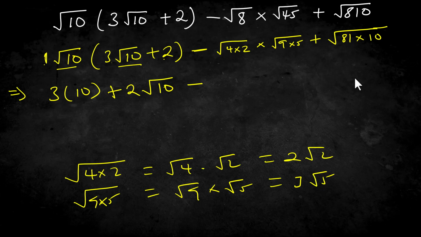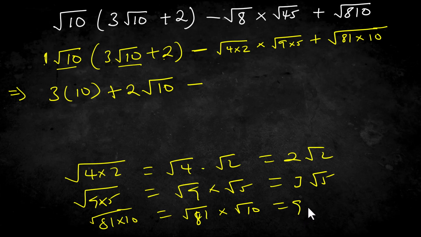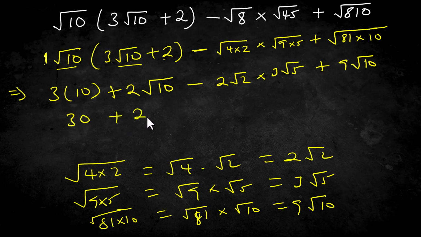Okay, and this side will be 81 times 10, which will be root 81 with root 10, so we have 9 root 10. Okay, so let's do substitution. This side will be 2 root 2, 3 root 5 plus 9 root 10. Okay, so we have 30 plus 2 root 10.